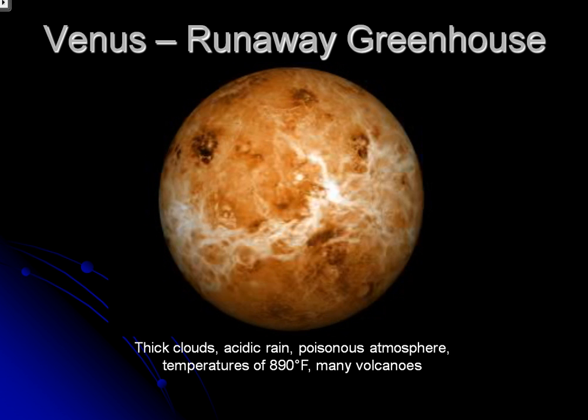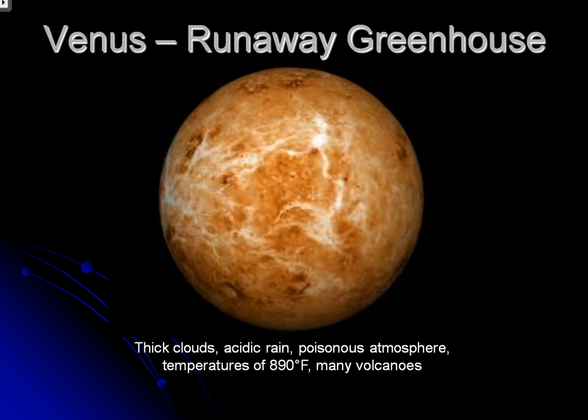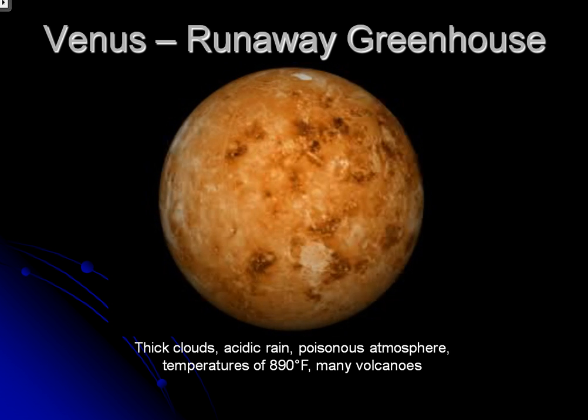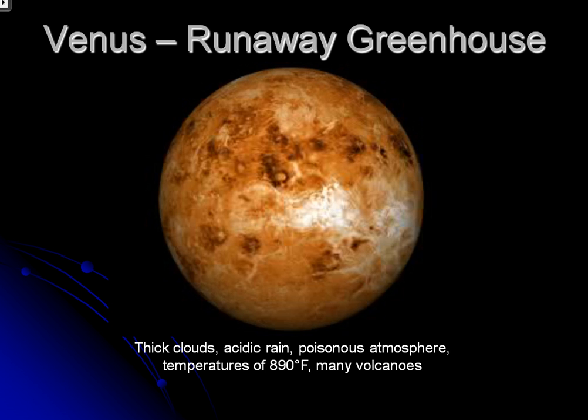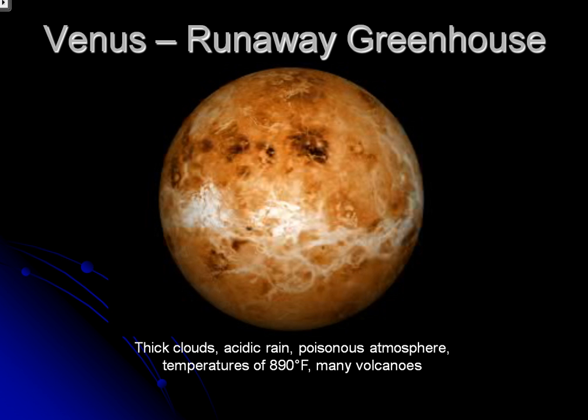Venus is a runaway greenhouse effect, named for the god of love. She is the hottest thing in the solar system, saving the sun, and she is extremely poisonous as well. She has thick clouds, acidic rain, and a poisonous atmosphere. She's the only other planet in the solar system with active volcanoes, and temperatures go up to 890 degrees Fahrenheit. So she is hotter than Mercury, even though she is significantly further away from the sun. This is due to what we call a runaway greenhouse effect. There's so much carbon dioxide in her atmosphere that it traps heat inside, producing extremely high temperatures.